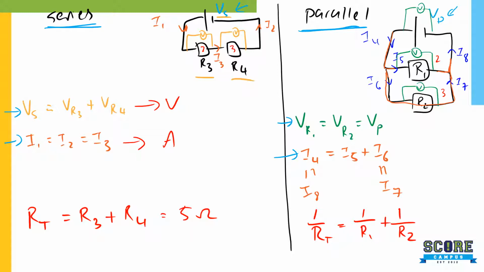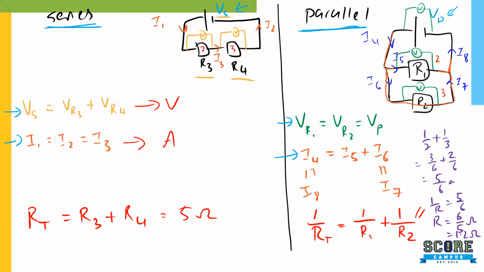For the parallel circuit, however, I've got not much space over here, so I'll just do it in a different color. 1 over 2 plus 1 over 3 equals to 3 over 6 plus 2 over 6 equals to 5 over 6. Right? So 1 over R equals to 5 over 6. R equals to 6 over 5 ohm, which is equals to 1.2 ohm.